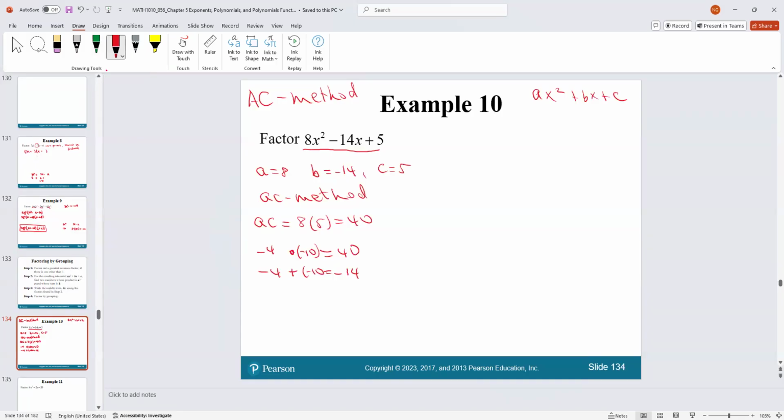Remember, we have negative 14x in the middle. You can substitute negative 14x with negative 4x minus 10x. That's what we're going to do here. We rewrite it as 8x squared minus 4x minus 10x plus 5. Now, with these, we have 8x squared minus 4x, and we have plus negative 10x plus 5.